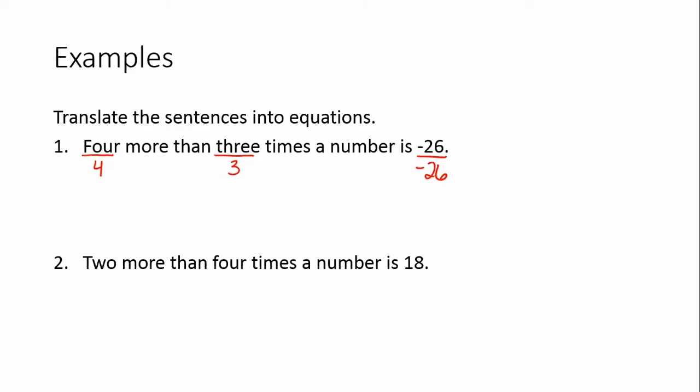Then I like to try to find the variable. I'm going to box in that variable, and anytime you see the words a number, there's your variable. So I'm going to call it x. You can call it whatever you want. Then we have our operations. More than, that's addition. Times, that's multiplication. And the word is our equal sign. So it looks like 4 plus 3x, or 3 times x, equals negative 26.